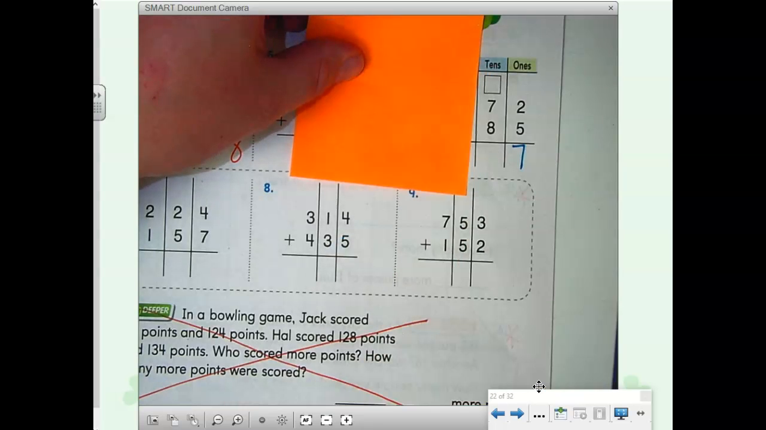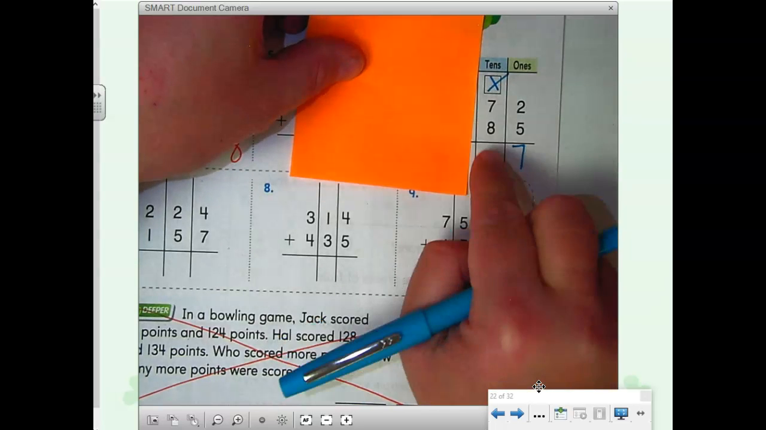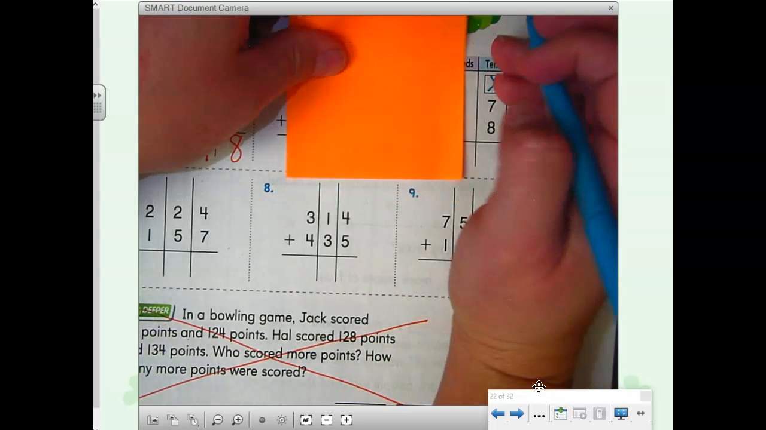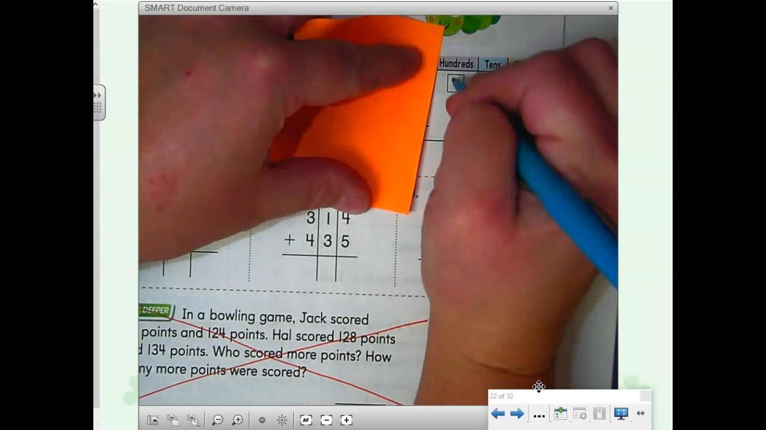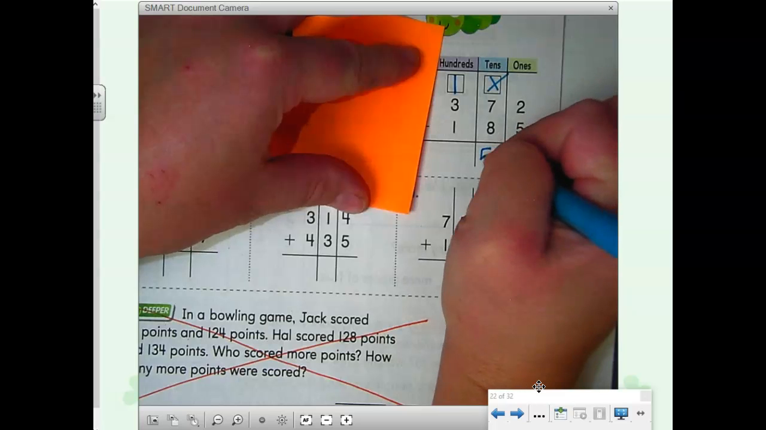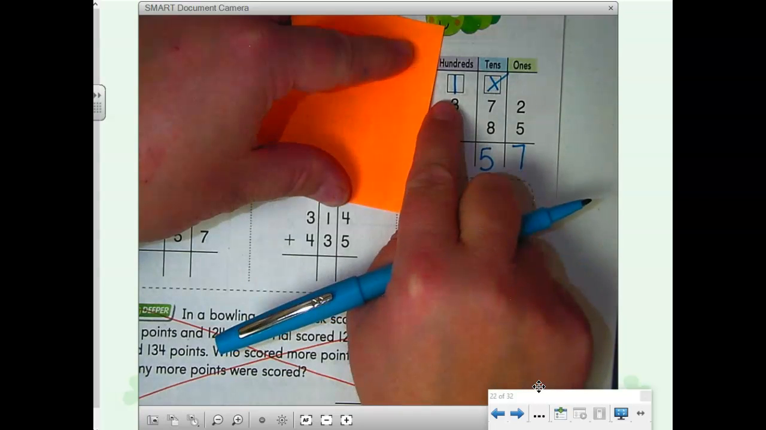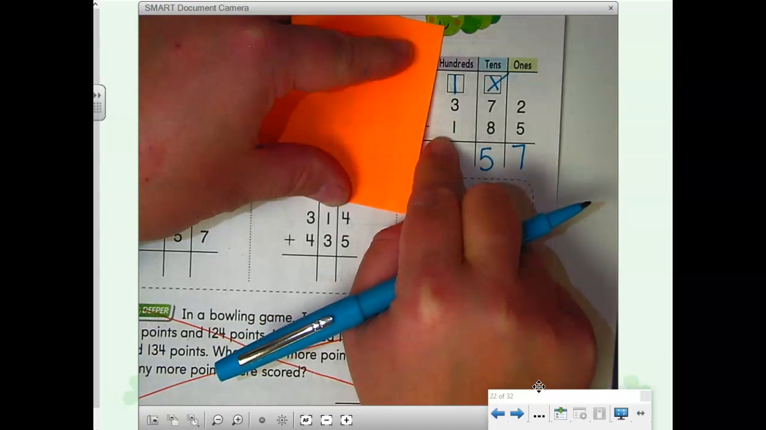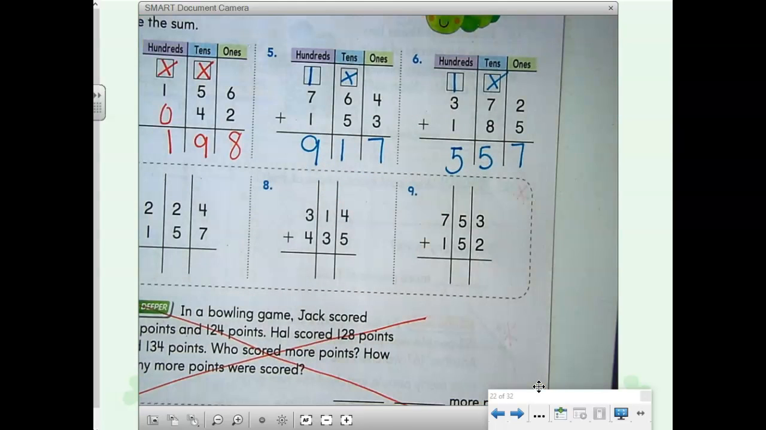Do I need to regroup? No. 7 plus 8. All right, you should have found that that was 15. 15 tens is 100 and 5 ones. Now we add our hundreds. 1 plus 3 is 4, and 4 plus one more makes 5. 557. Check your work.